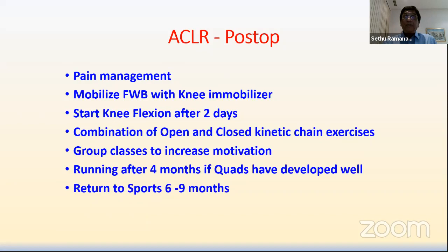And I mobilize them fully weight-bearing with a knee immobilizer, which I advise the patient to use for about 10 days max. Start knee flexion in about 2 days once the severe pain has settled down, using a combination of open and closed kinetic chain exercises. Running after 4 months if the quadriceps have developed well, and return to sports between 6 to 9 months, depending on the level.